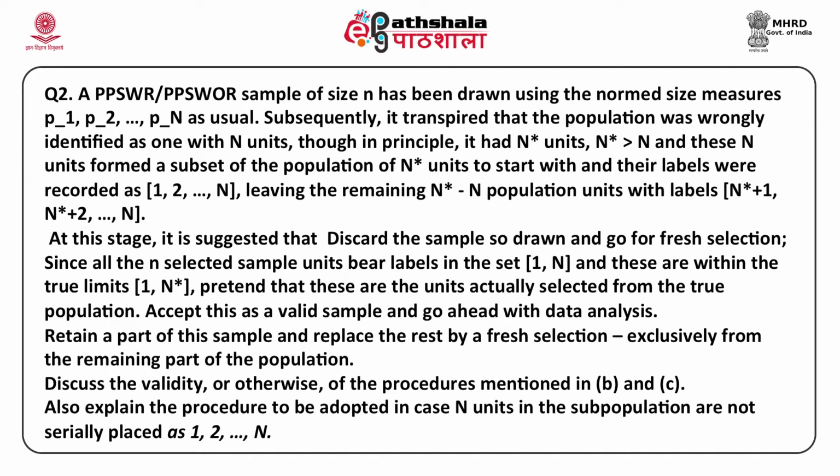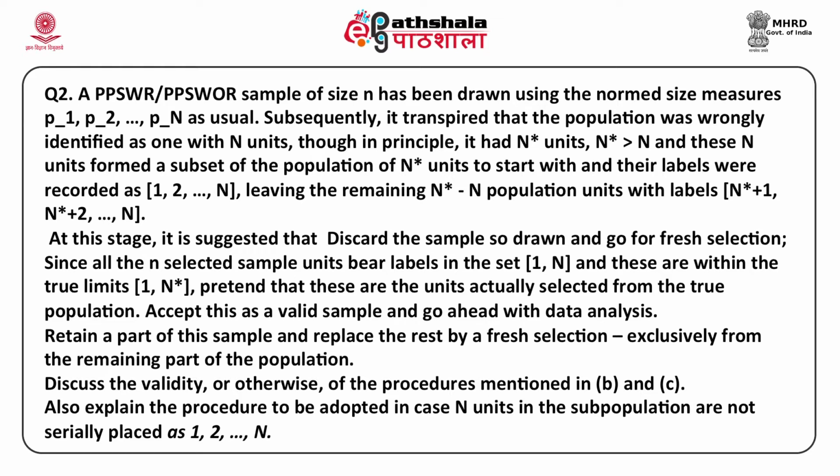Part C says that retain a part of this sample, all of them are captured here, but ideally you want small n. You can think of a proportional break of small n into N and N star minus N, in that proportion, a breaking of small n. And then from here you already took little n, you take a subset of them, and from the other part you make a fresh selection from the rest of the population, excluding whatever was already covered. So, you retain a part of the sample originally taken and replace the rest by a fresh selection.